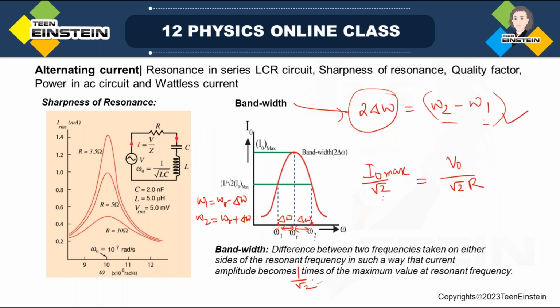I'll show you here how it is. Omega 1 is this part, right? What is the current here? The current is I0. Here I have written this effective Z prime. Z prime is root 2 R, right? So at omega 1 or omega 2, the current becomes I0 max by root 2, which is V0 by root 2 into R, because V0 by R is I0. And this is the effective impedance, so the impedance becomes root 2 R.